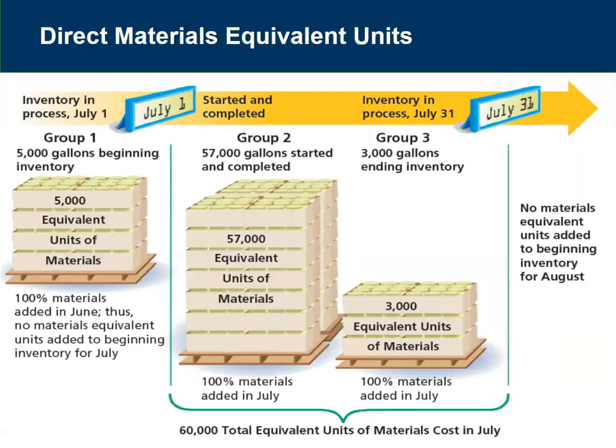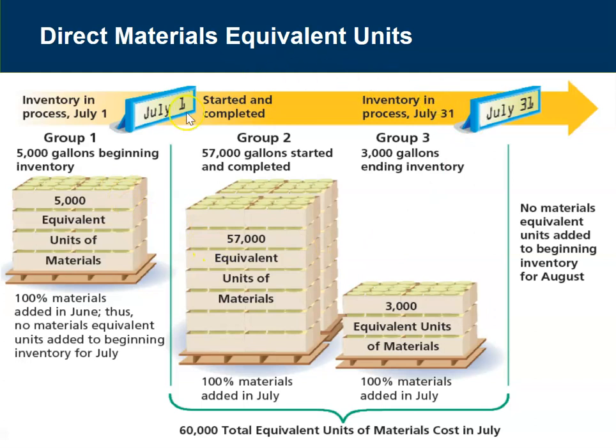So basically what this slide shows is everything that we just looked at. We have our group 1, which is our beginning inventory. 100% of the materials were added back in June. We talked about that. That's why we showed 0% materials being added in the month of July. And these are going to be assumed to be completed, particularly in a process costing environment where we're making homogeneous goods. So these 5,000 are going to be among those transferred to finished goods.